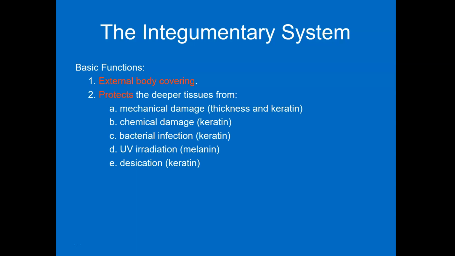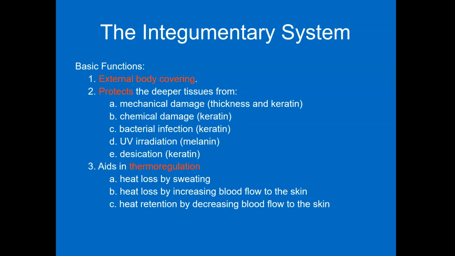So basic functions, the external covering protects. Aids in thermoregulation, helps us lose heat when we need to through sweating. Really important, especially in the summer here in Merced, right? Heat loss increases blood flow to the skin, okay? So by increasing blood flow to the skin, our body is able to lose heat a little bit, so it shunts heat. This also changes, if you remember math, the triangle delta means change, skin color.